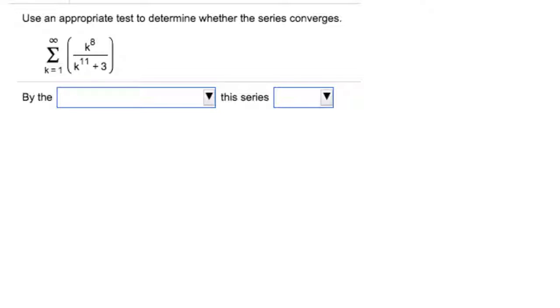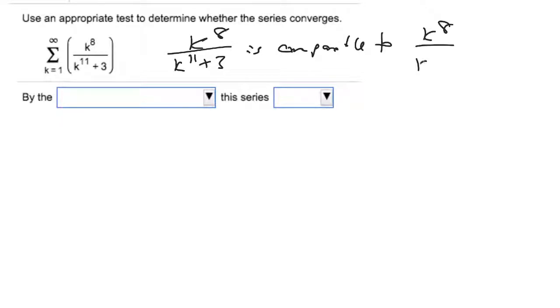When we see a function like this, one thing we were talking about is to blur your eyes and look at the higher growth functions whenever there's terms being added or subtracted. And in this problem, we can see that in the denominator, we're adding k to the 11th power plus 3. And so surely that is pretty much just k to the 11th power when the k's are getting large. So let me make a note of that. So k to the 8th over k to the 11th plus 3 is comparable to k to the 8th over just k to the 11th.